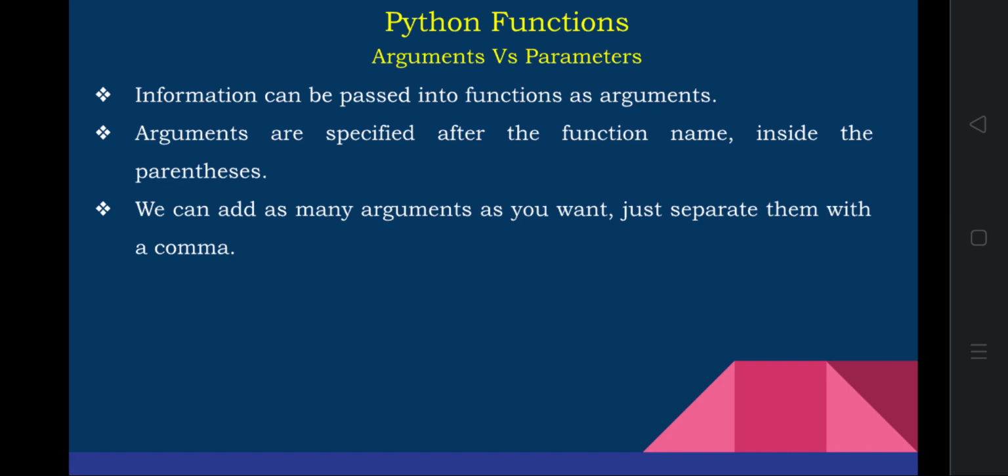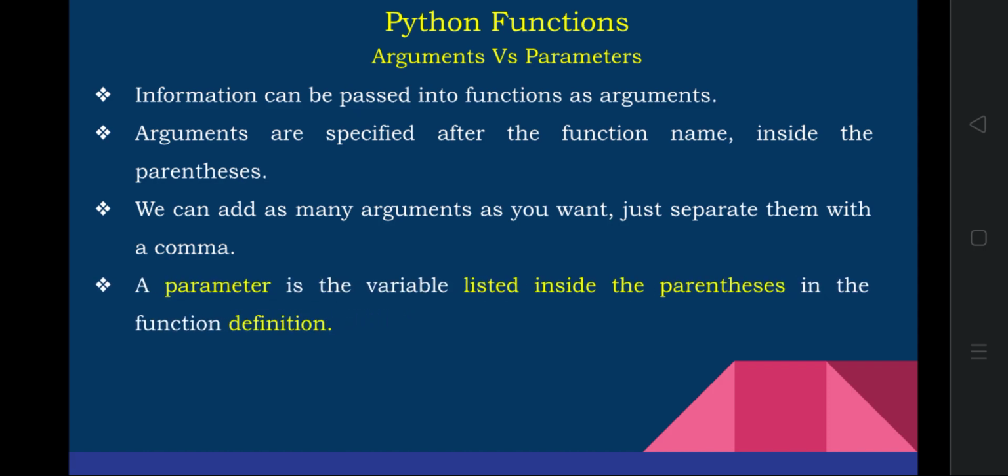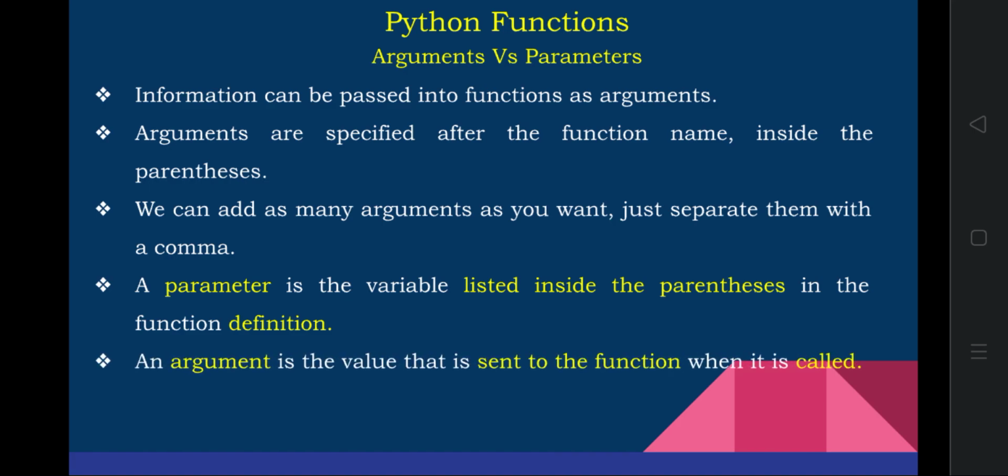We can add as many arguments as we wish, just separate them with a comma. So however many variables we want, we can use them, written with commas in between. A parameter is the variable listed inside the parentheses in the function definition. While writing the function, that is the function definition, the variables we use are called parameters. But the same variables, when used in the function call, are called arguments. So this is the basic difference between a parameter and an argument.